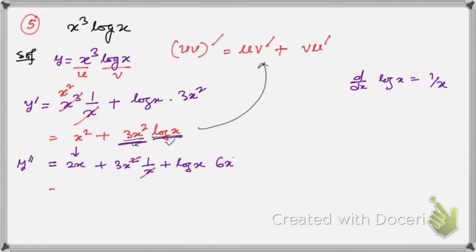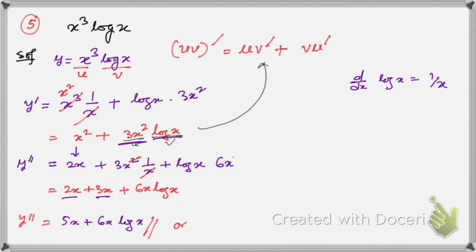Okay, so 3x cancels x square, then 2x, 3x, 6x log x. So 2x plus 3x, that's going to be 5x. So we have got this result. So this is our answer. Hope you have understood, or you can write this one taking x common like this. Okay, so this is our answer.